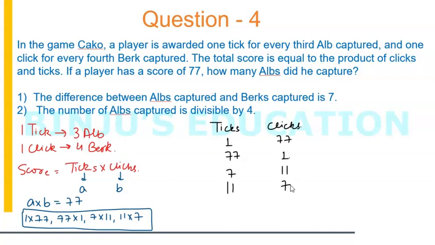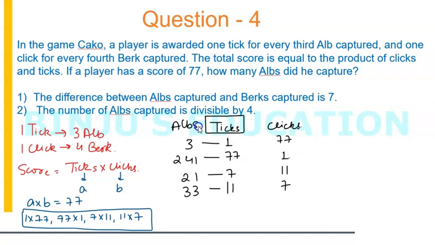The question is, how many alps did he capture? Now even if I don't move on to statements 1 and 2, alps is basically concerned with the number of ticks, right? So if we get 1 tick, that means he would basically capture 3 alps. For the second one, it will be 77 into 3. So 70 into 3 is 210 plus 21, which is 231 alps. This will give us 21 alps, and this will basically give us 33 alps. These will be the number of alps captured. Even before moving to statements, this is what we should be able to conclude from the fact given to us in the question.